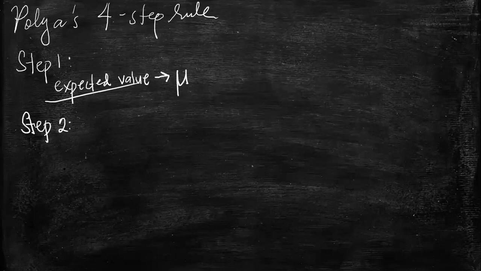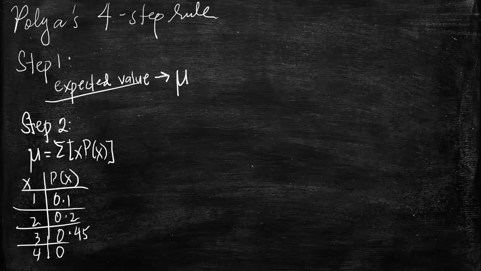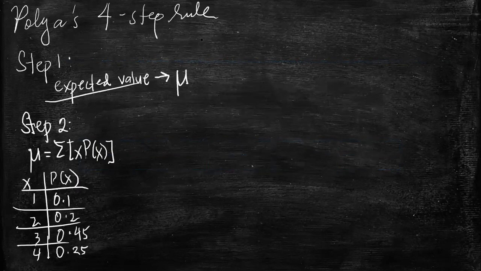Ano yung step 2? What are the given and what is the formula? Formula muna. Mu is equal to the summation of x times p of x. Ano yung given? Yun na yung distribution kanina. X, p of x. 1, 2, 3, 4. 0.1, 0.2, 0.45, and 0.25. Check ko muna baka mali. Tama. Okay, solution. Yung step 3 natin, yung solution, yun na yung tabular form na pagsosolve.